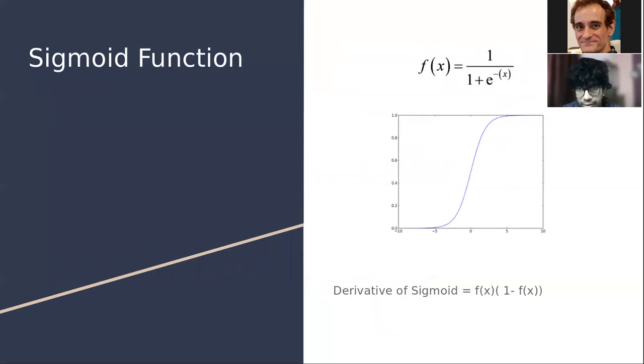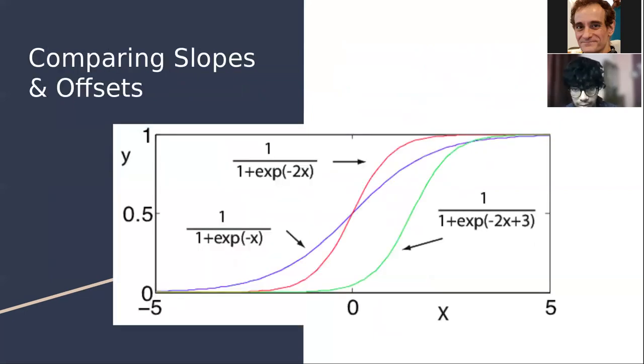The sigmoid function we already discussed. Comparing the slopes, this is your standard good old friend 1 by 1 plus e to the power minus x. If you double the slope, it becomes steeper. If you add a constant, it shifts right. A simple mathematical concept: plus means right of the origin, minus means left of the origin. Good enough.